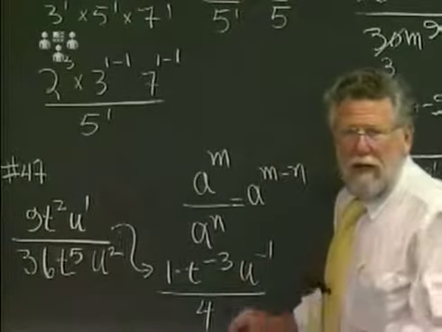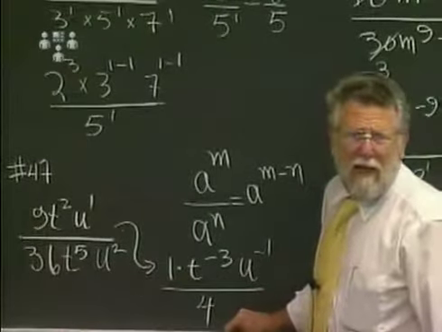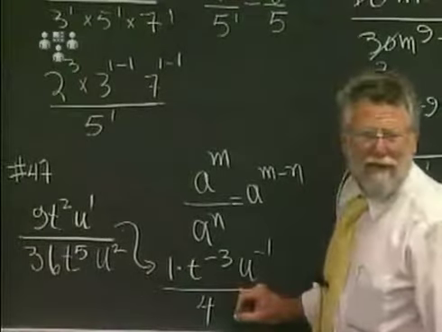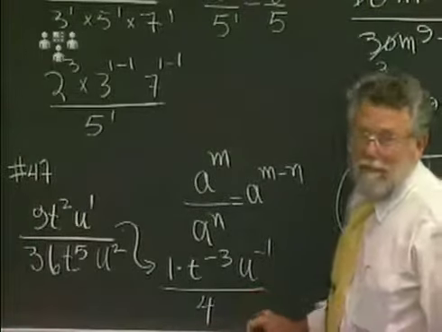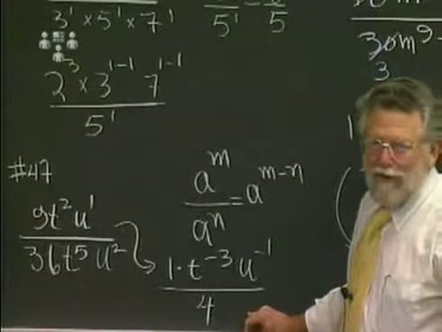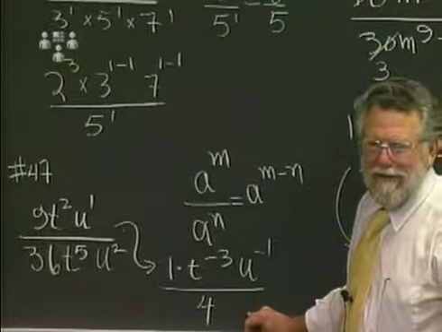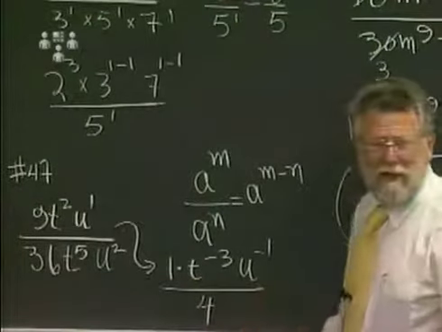Now, I sort of like that because I ran out of space down here. That gave me an option of putting everything on top. If you really wanted to and had fun with this problem, 4 is 2 squared. So I could have written 2 to the minus 2, t to the minus 3, u to the minus 1.